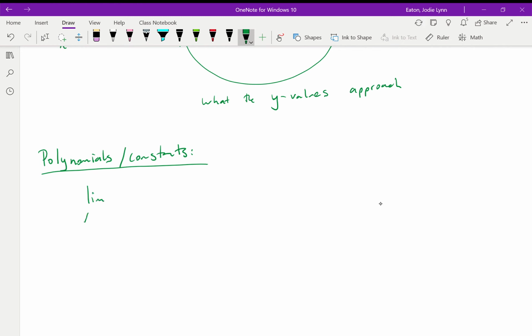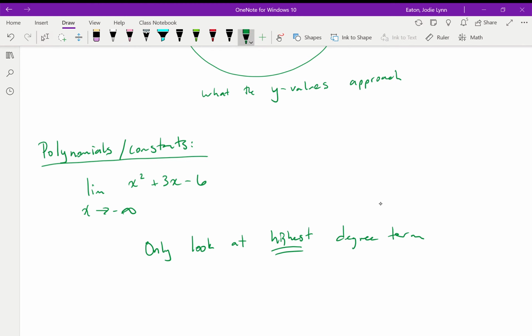So we have the limit as x approaches minus infinity of x squared plus 3x minus 6. We're only going to look at the highest degree term. So with a polynomial here, we're only going to care about the x squared. So this is going to be like a negative infinity squared, and then that goes to positive infinity. So the limit here is equal to positive infinity because we're squaring our negative infinity, and that's the term that's going to count as we get bigger and bigger and bigger.